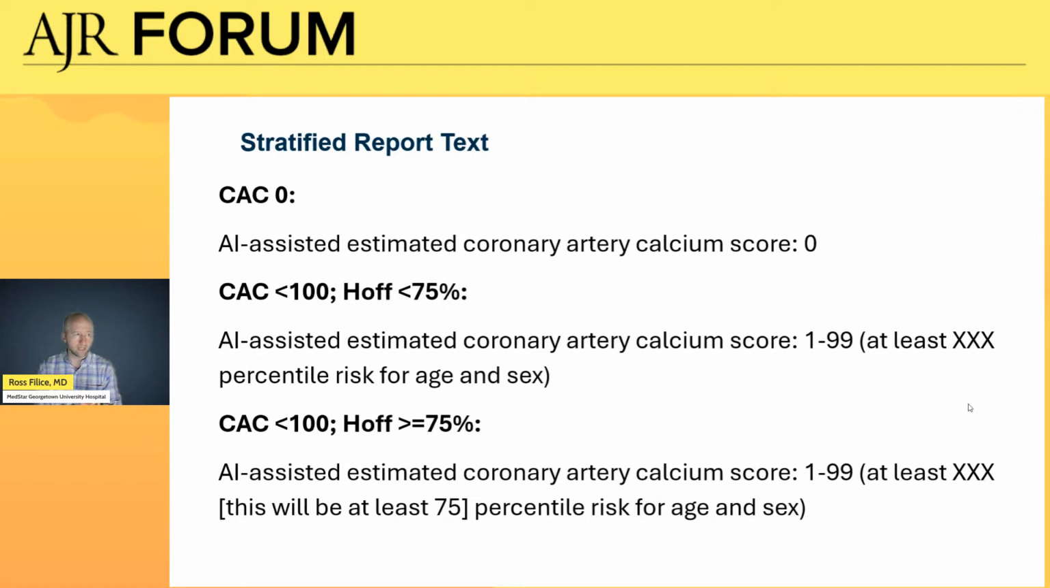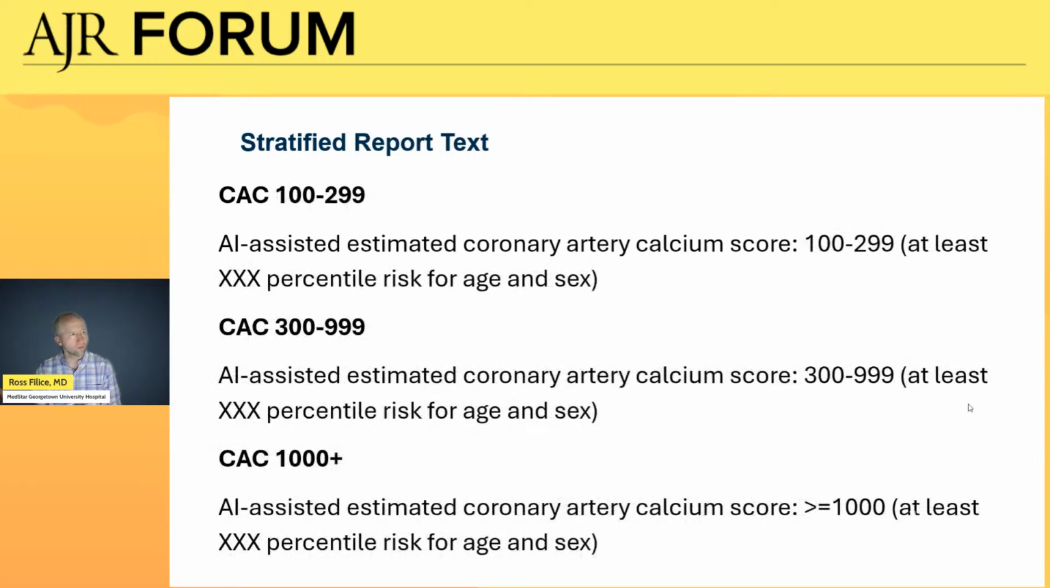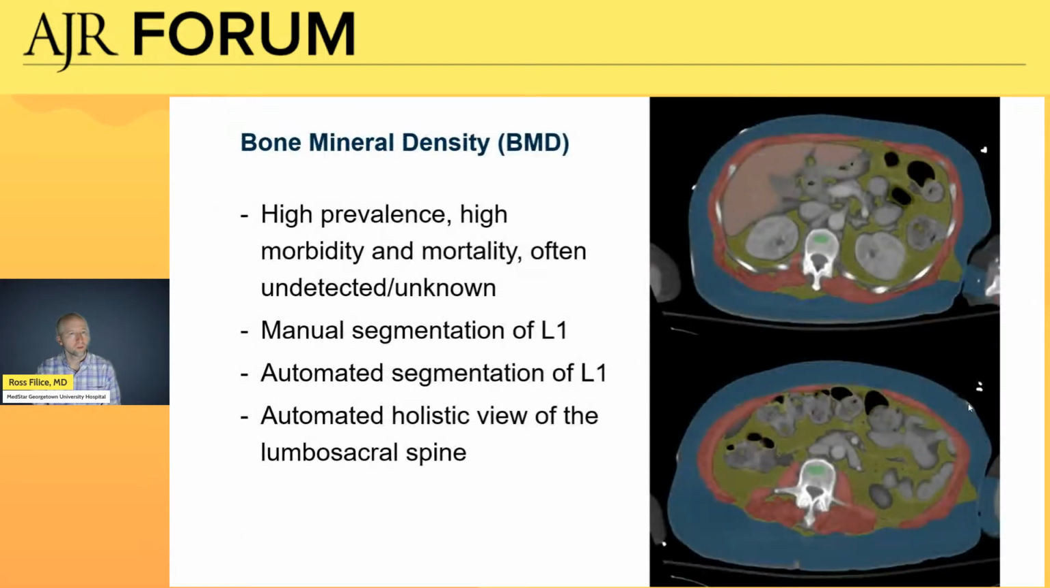If it's high, so that would be someone like maybe a 40-year-old person with a CAC score of 1, we'll put that in a higher stratification that might be referred for cardiology referral. And then it goes up from there, from 1 to 300, 300 to 1,000, and 1,000 and above. And we put some language in there that escalates the severity of what this might mean, because at the highest levels, you may actually want to alarm the patient a little bit to make sure they get seen.